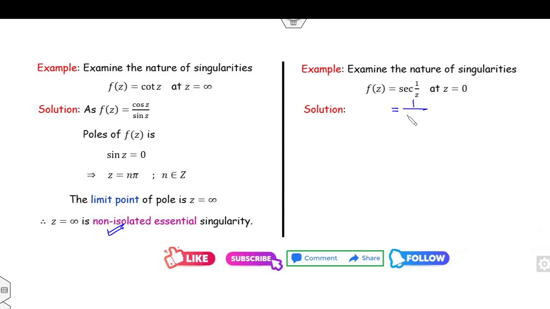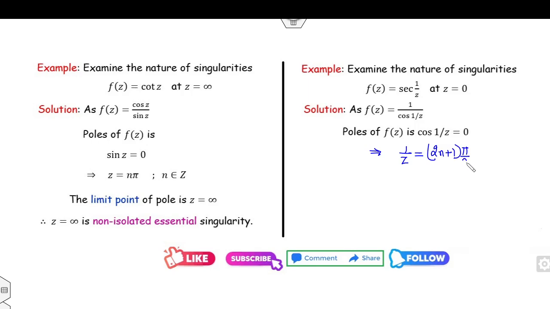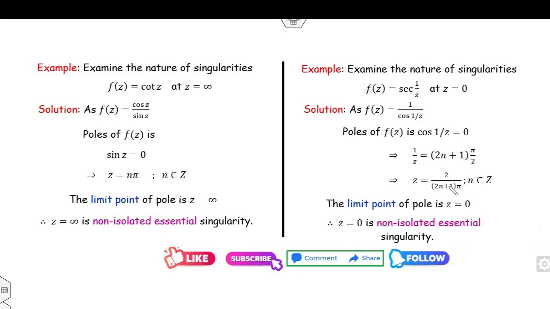Again, it's the secant. I can write it as 1 over cos z. I can find the pole where cos(1/z) is 0. This implies 1/z is (2n+1)π/2, where n is an integer. Can you find the value of z? This number is 2 over (2n+1)π. So what is the limit point? The limit point is 0, and 0 is my non-isolated singularity.